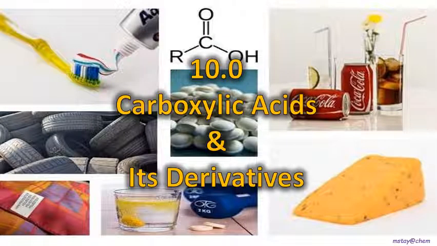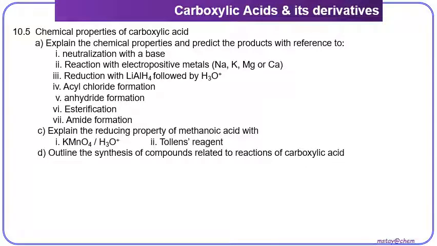In this video, we're still in chapter 10, carboxylic acid and its derivatives. This video mainly focuses on the chemical properties of carboxylic acid. First, we will focus on these two: neutralization with a base and reaction with electropositive metal. In these two reactions, the carboxyl group will break the bond between O and H.